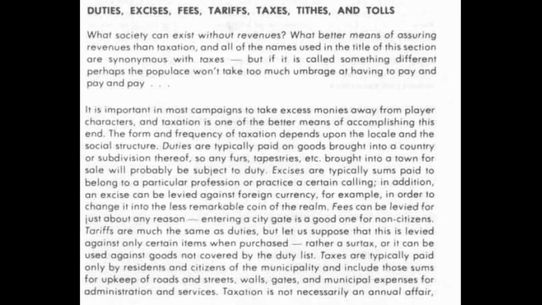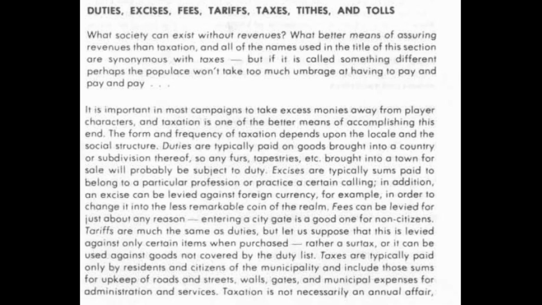In addition, an excise can be levied against foreign currency, for example, in order to change it into the less remarkable coin of the realm. Fees can be levied for just about any reason. Entering a city gate is a good one for non-citizens. Tariffs are much the same as duties, but let us suppose that this is levied against only certain items when purchased, rather than a surtax, or it can be used against goods not covered by the duty list.